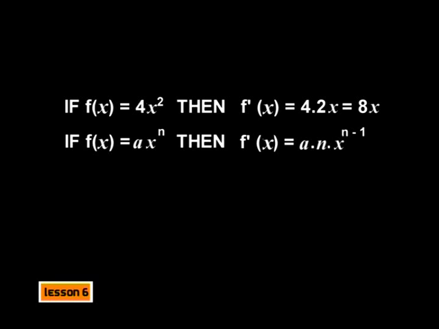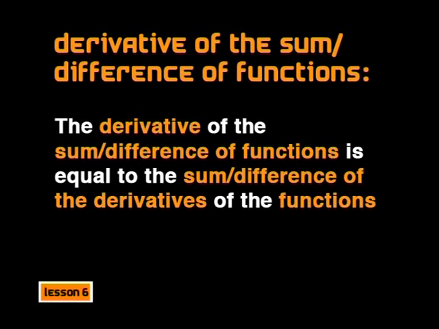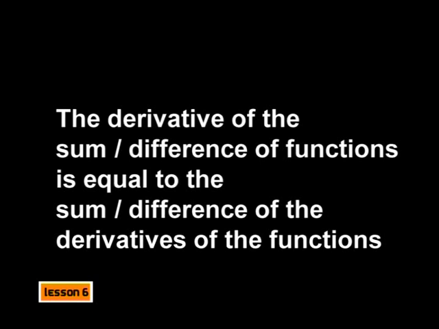If one function is a constant a times another function, then its derivative is a times the derivative of that function. If a function h of x is the sum of f of x and g of x, then its derivative is the sum of the derivatives of f and g. And if a function h of x is the difference between f of x and g of x, then its derivative is the difference between the derivatives of f and g.